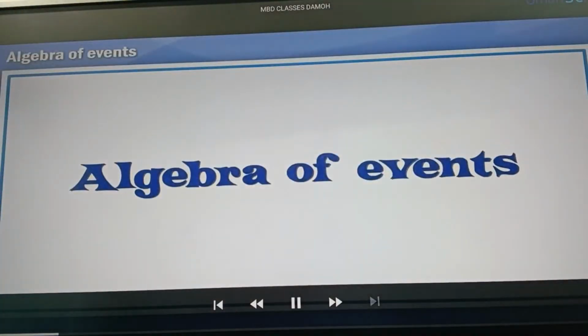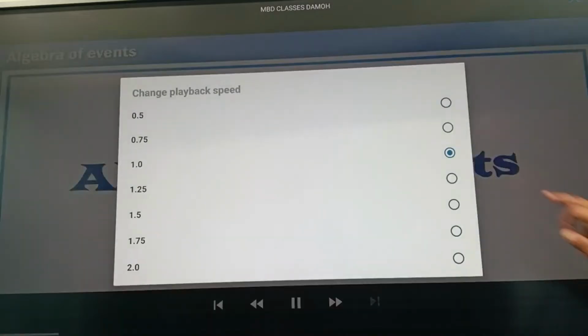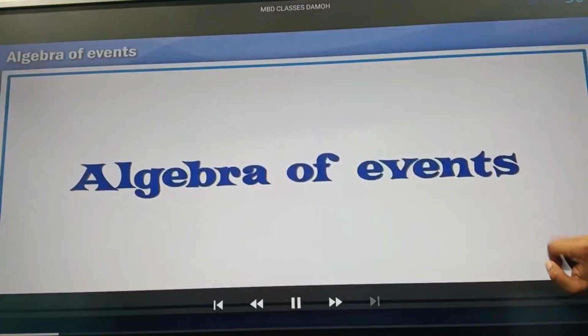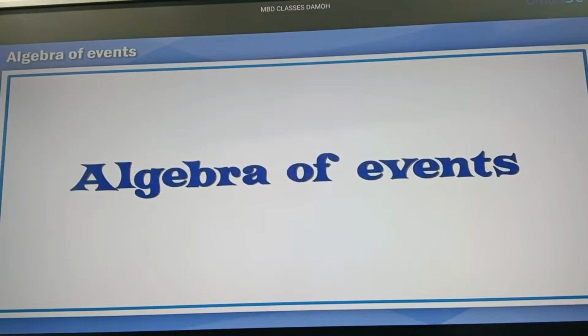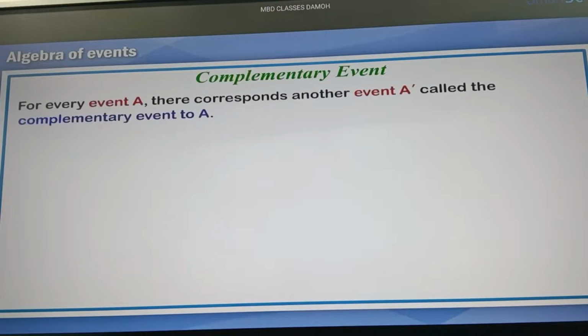Algebra of events. In this module, let us learn about algebra of events. First, let us learn about complementary event. For every event A, there corresponds another event A complement called the complementary event to A. It is also called the event not A.